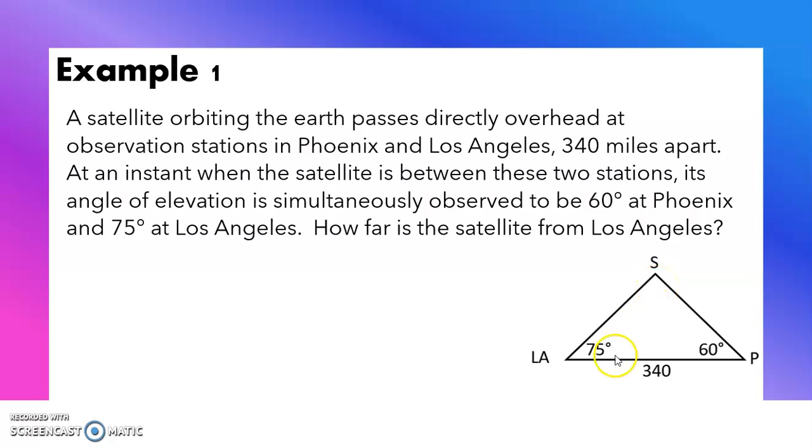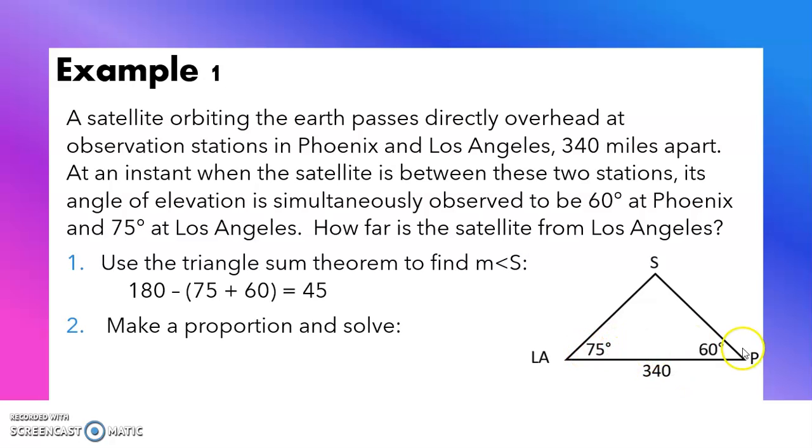So you may recall that all of the angles in a triangle add up to 180. Pause the video, see if you can solve for what S is, and then press play, check your answer, and then we'll talk about the next step. So I did 75 plus 60, and I subtracted it from 180, and that got me 45 degrees. So angle S is 45 degrees.